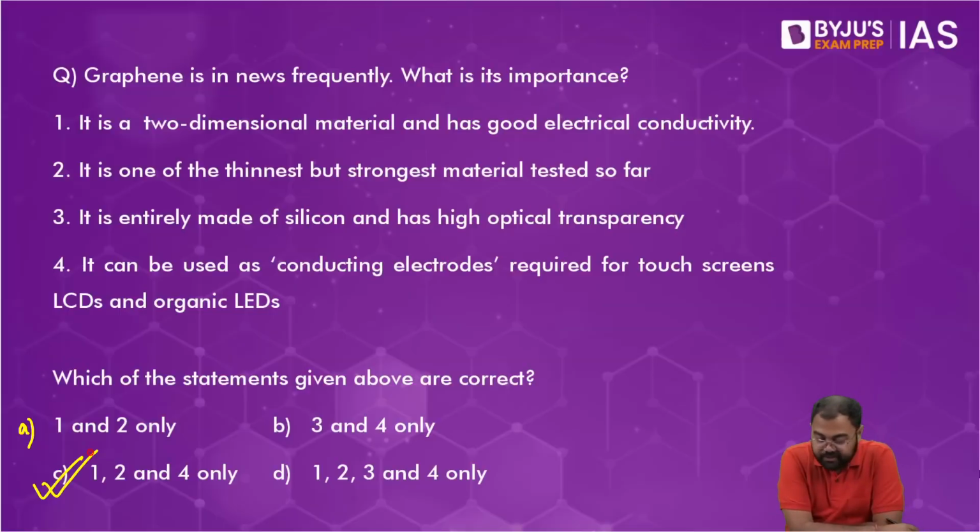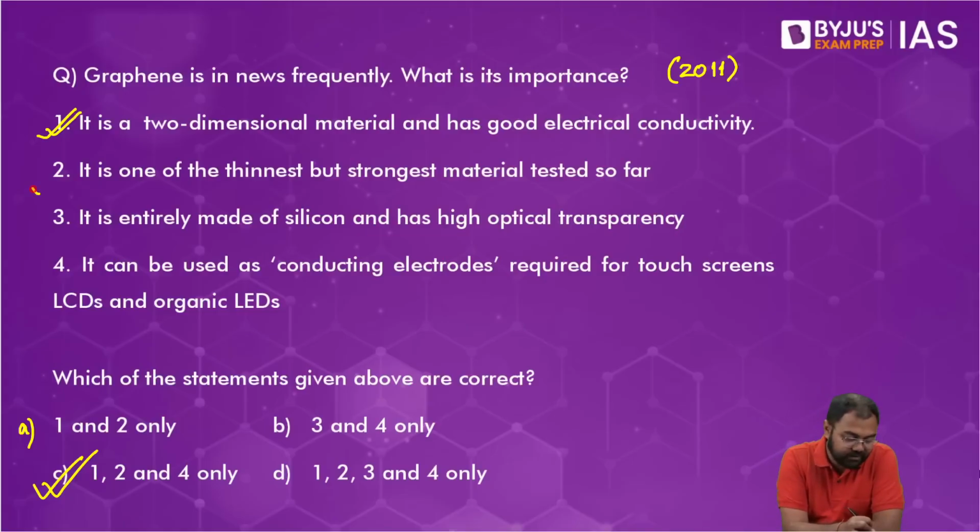Graphene is in news frequently. What is its importance? This was asked in 2011. So 2010, the Nobel Prize was given, and in 2011 this question was asked. It is a two-dimensional material and has a good electrical conductivity. Good is a very mild word. It is one of the best conductors of electricity. It is one of the thinnest but strongest material tested so far.